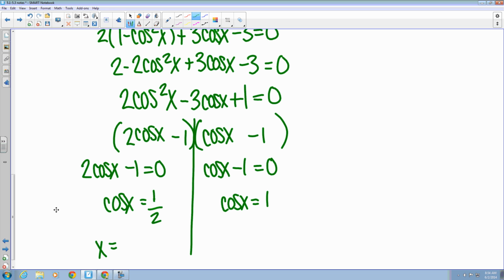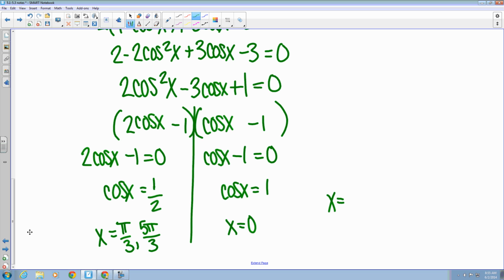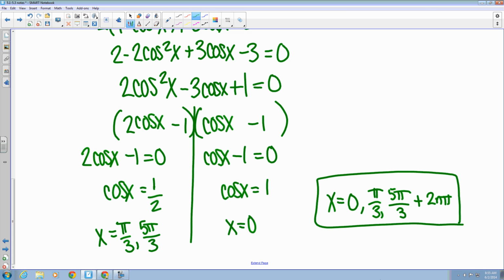And I get where cosine is 1/2: pi over 3, 5 pi over 3, and cosine is 1 at 0. So I list all three answers because it does not say that I'm in the interval from 0 to 2 pi, meaning I have to add the 2n pi on the end. So 0, pi over 3, 5 pi over 3 plus 2n pi. And that's how I would write my answer.